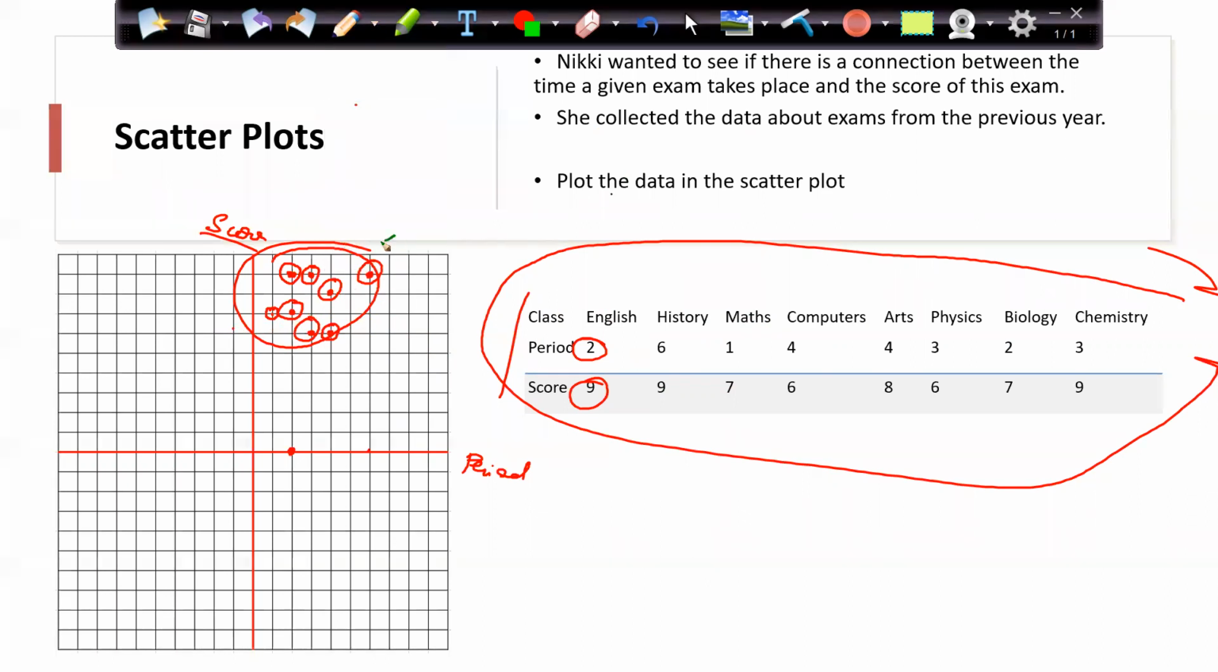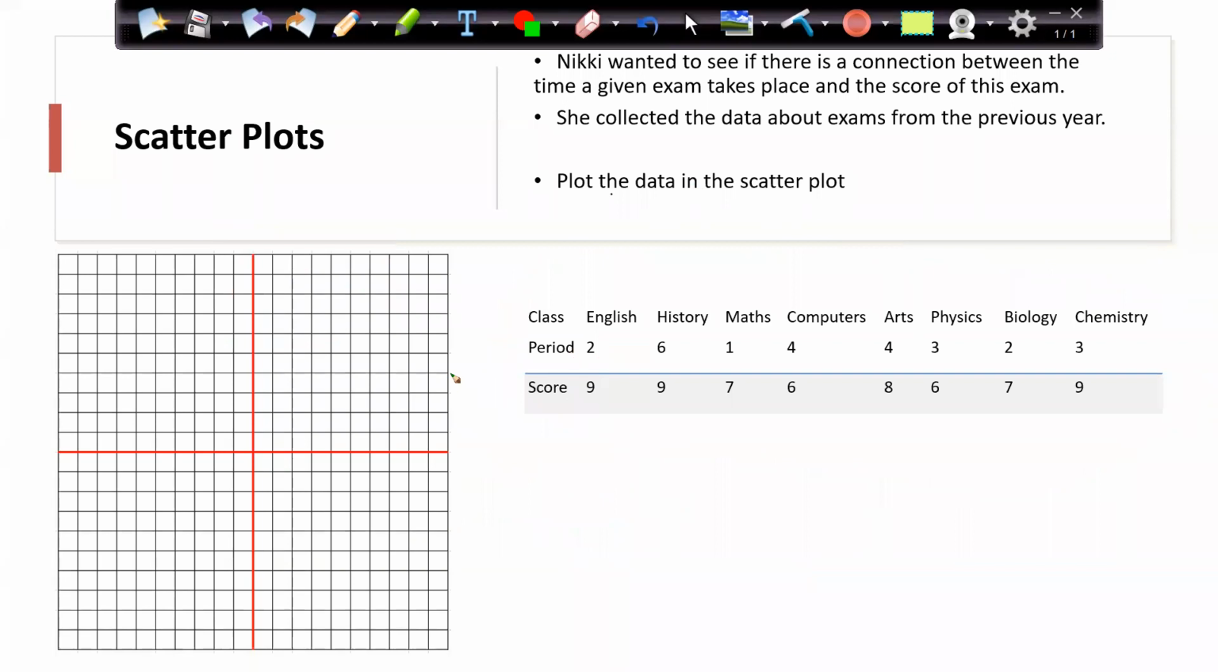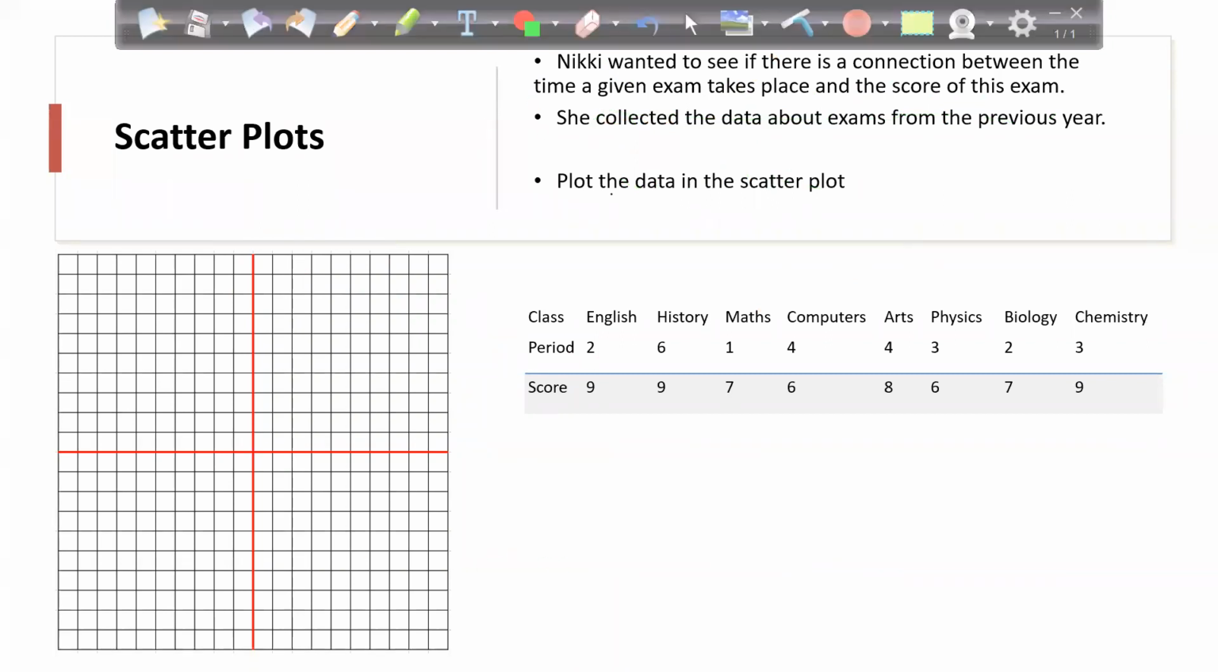No, because the points are cluttered. How can a straight line pass? My straight line will pass when my points are something like this, linear, right? So she wanted to see if there is a connection between the time the exam takes place and the score. The answer is no, there is no relation. Okay.